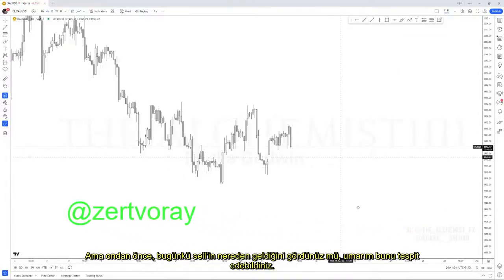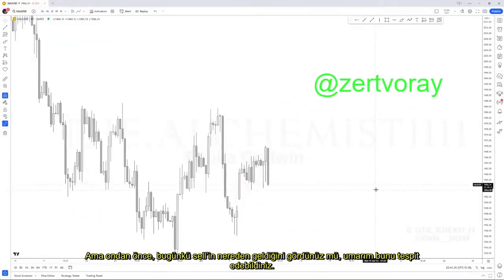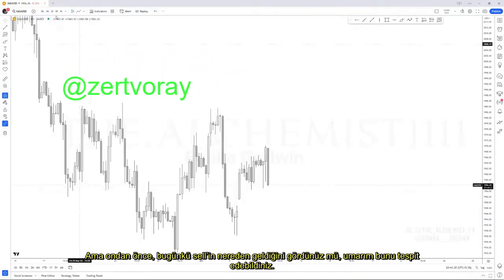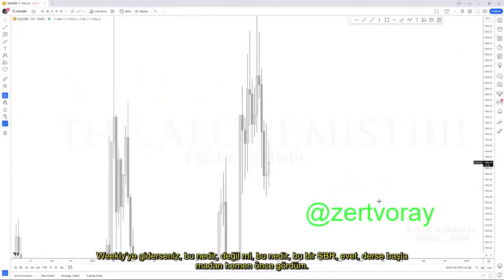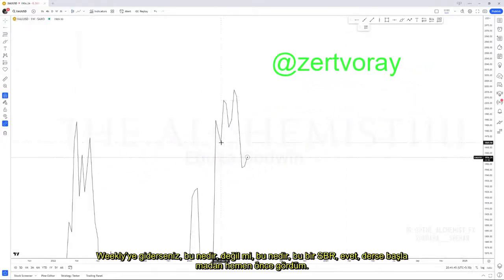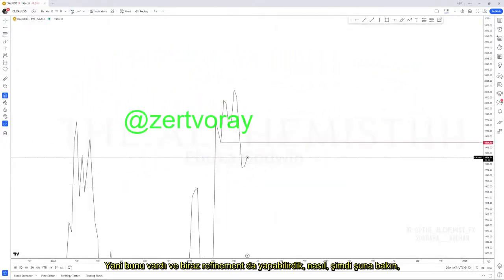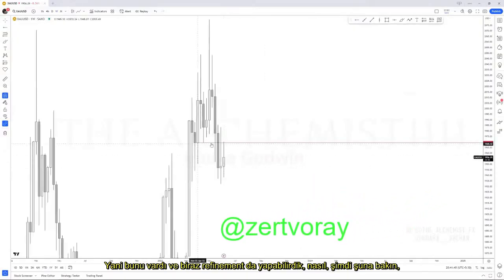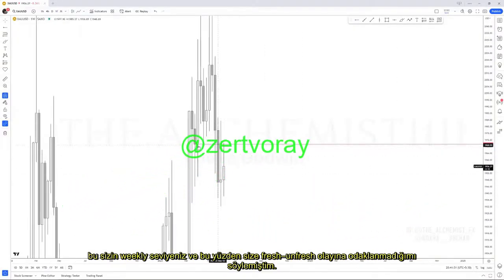But before that, did you see where today's sell came from? Hopefully, you guys were able to spot that. If you go to weekly, what is this? This is SPR. Okay, so we had this. Now we could have done a little refinement. Look at this. This is your weekly line.